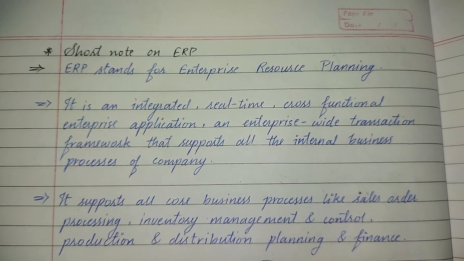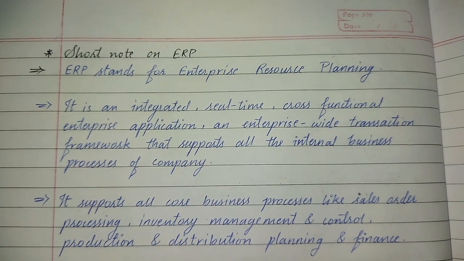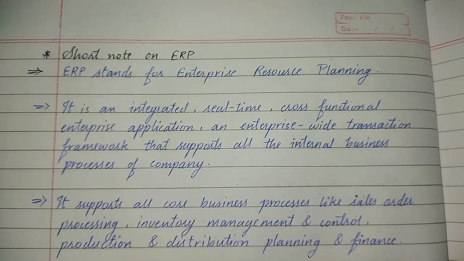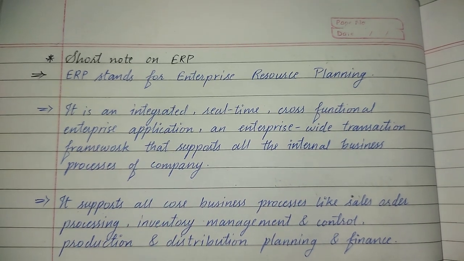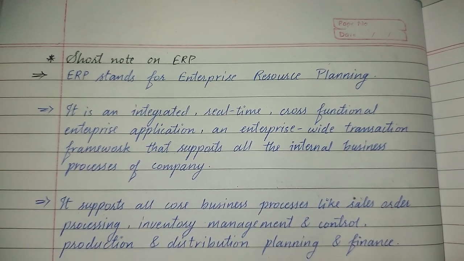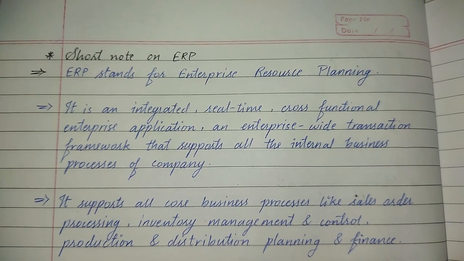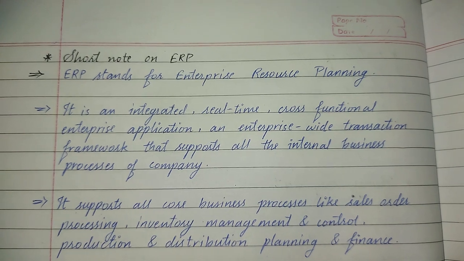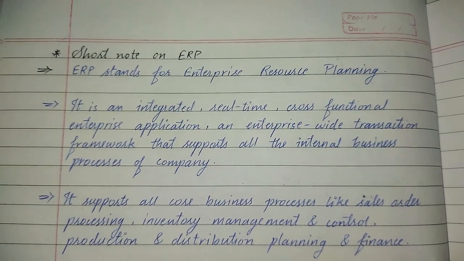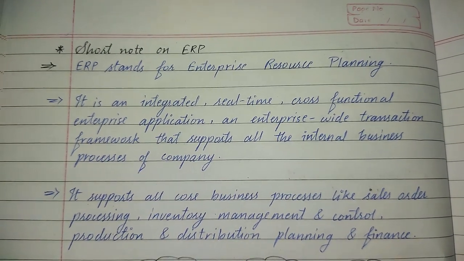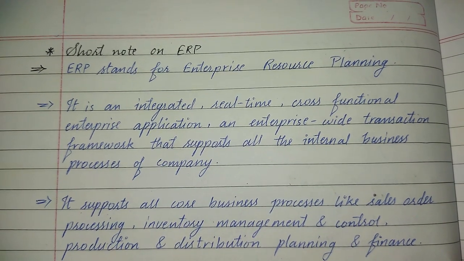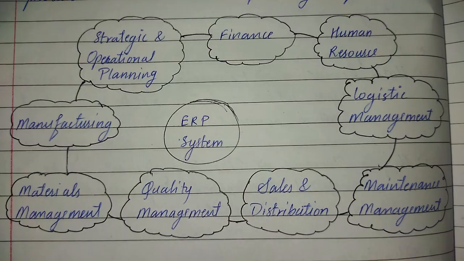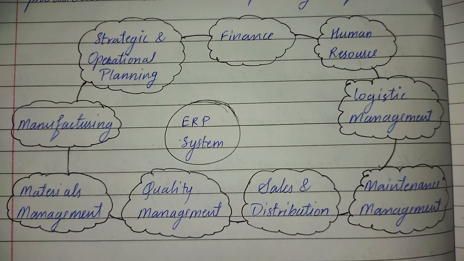So ERP stands for Enterprise Resource Planning, and it is an integrated real-time cross-functional enterprise application and enterprise-wide transactions framework that supports all the internal business processes of a company, and it supports all core business processes like sales, orders, processing, inventory, management and control, production and distribution, planning and finance. So these are the fields in which ERP system is used.